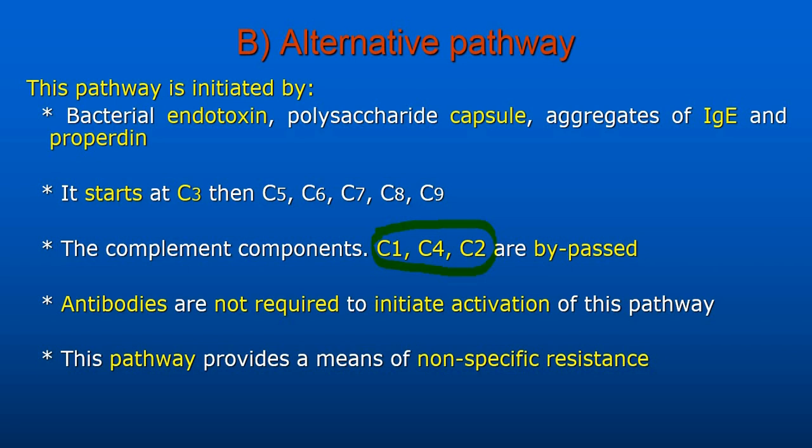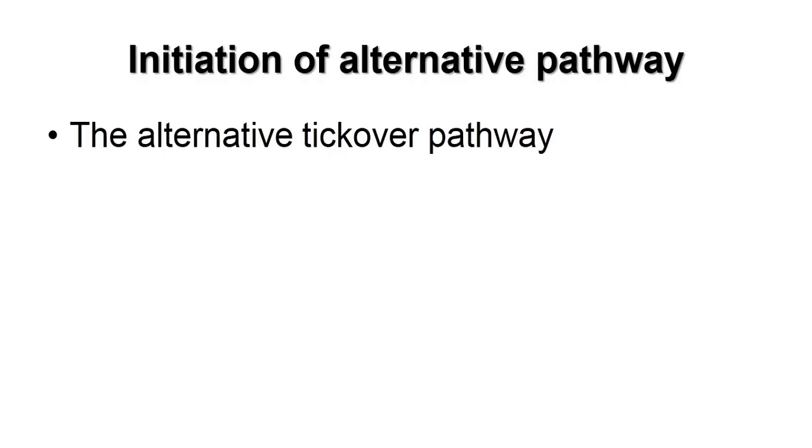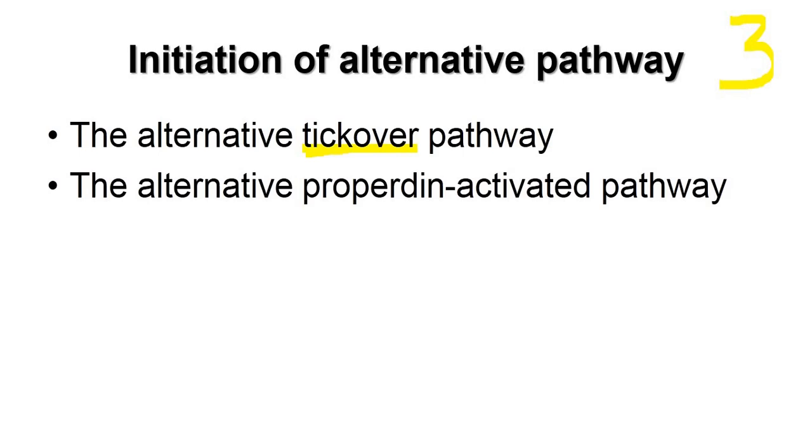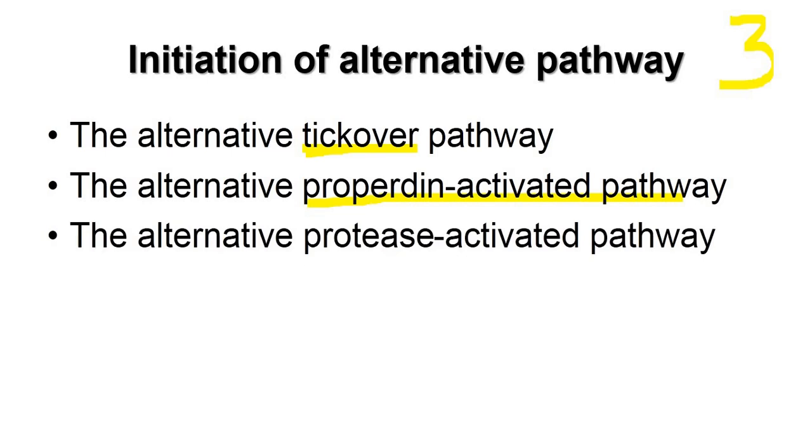Now, according to the latest research I have included in my presentation, even the initiation of the alternative pathway is done by three separate ways, and they are the alternative Tickover pathway, the alternative properdin mediated pathway or properdin activated pathway, and the alternative protease activated pathway.